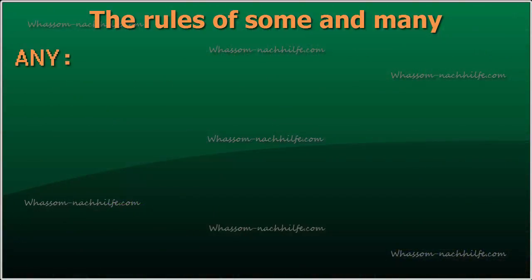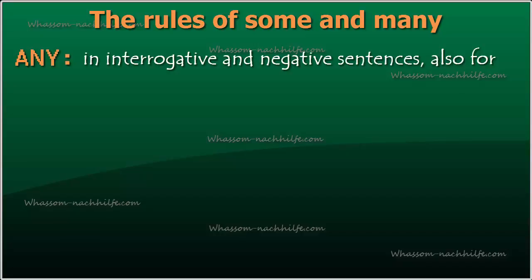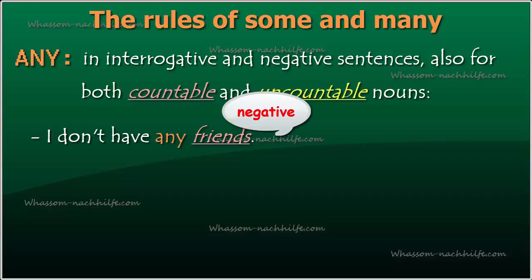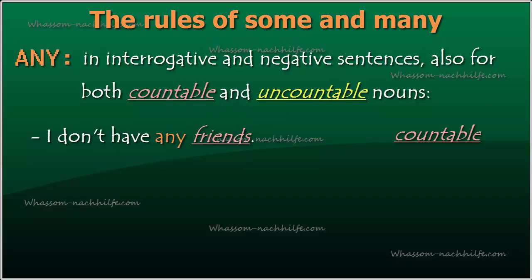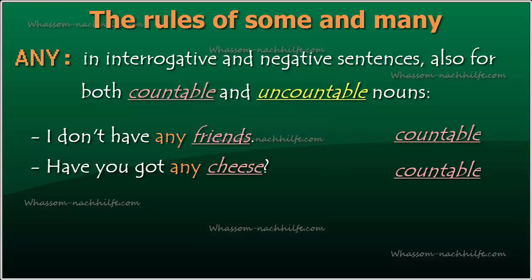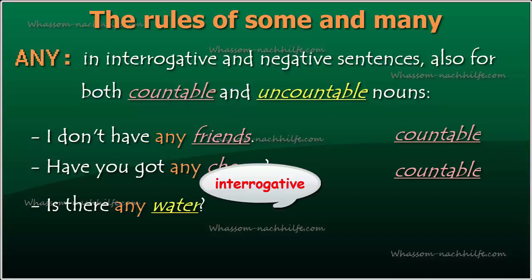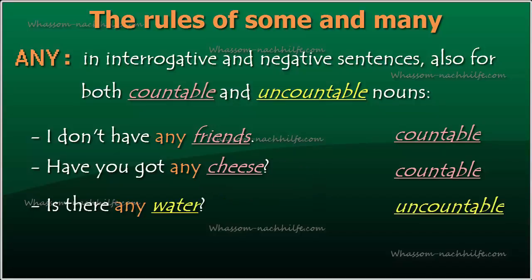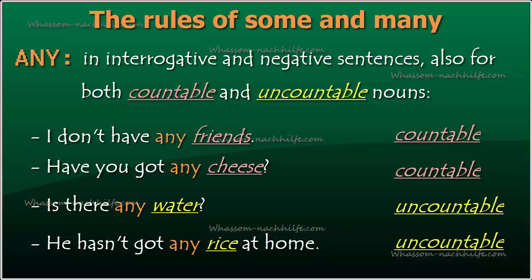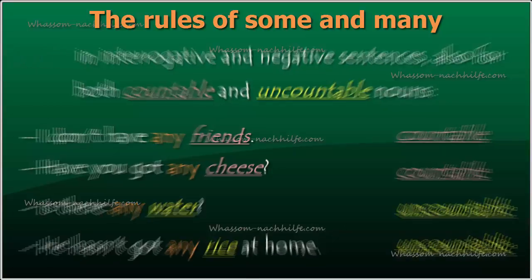Secondly, any can be used in interrogative and negative sentences, also for both countable and uncountable nouns. For example, I don't have any friends, and friends is countable. Have you got any cheese? Is there any water? Of course, water is uncountable. He hasn't got any rice at home, with rice, which is also uncountable.